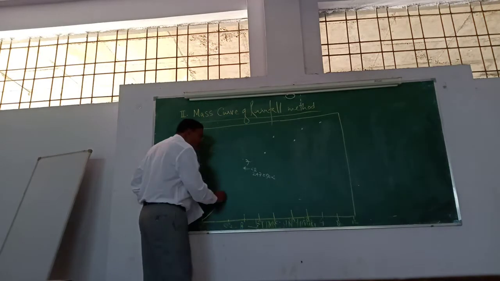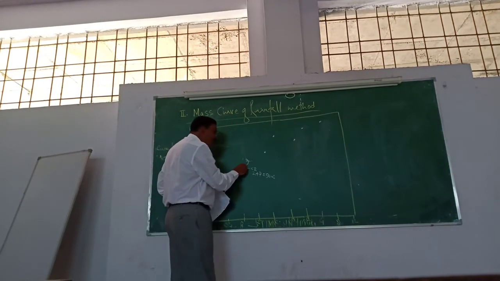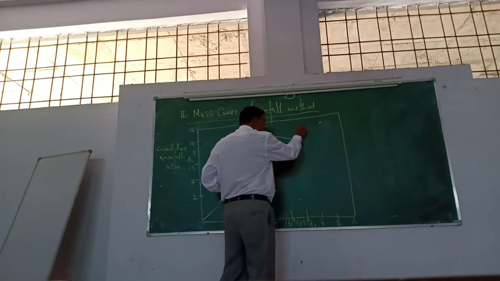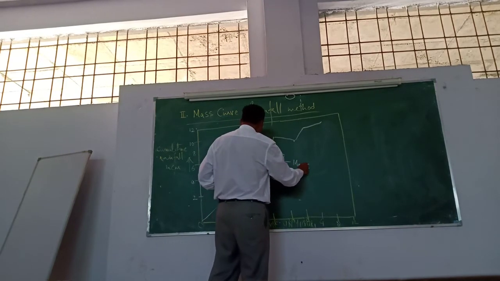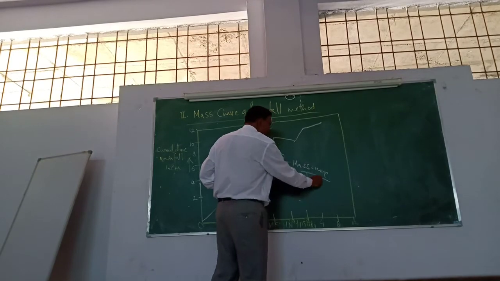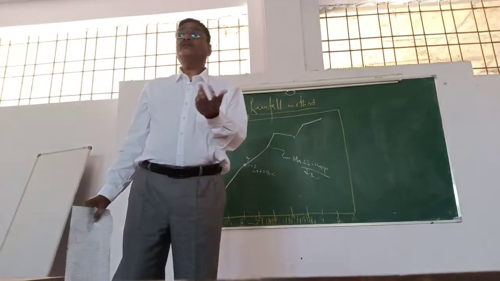I don't know the data. I have not drawn the graph as per the data, but it is my data. It is not actual data. So this curve is known as mass curve. Now you may ask me, what is the use of this mass curve?